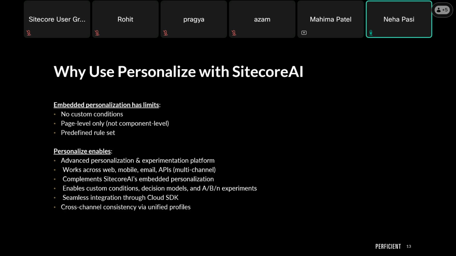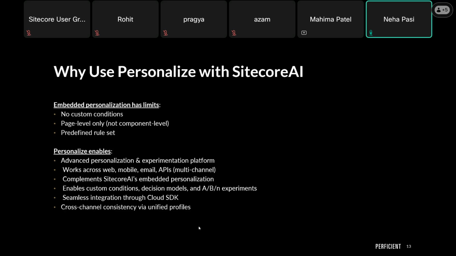The embedded personalization or the embedded rules are very simple and run at the server side, whereas with Personalize the experiences and experiments run on the client side, which also helps us unlock complex decisions because it supports custom conditions, decision models, and full A/B testing. So in short, Personalize gives you real time intelligence while Sitecore AI continues to give us a strong starting point, a way to handle content and rendering, and together they form a strong personalization stack.